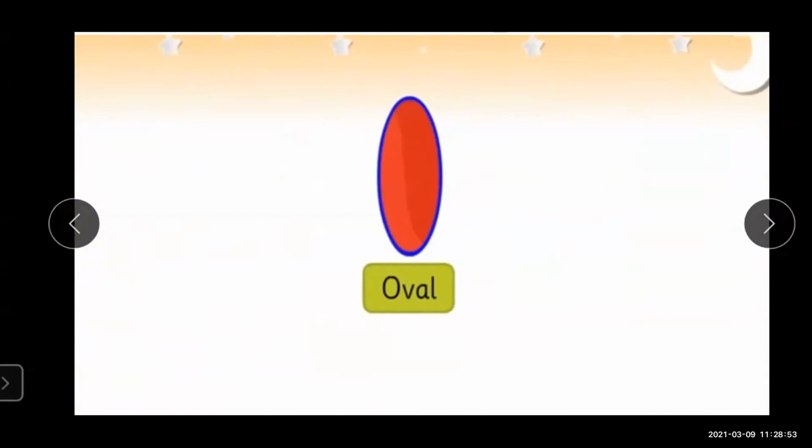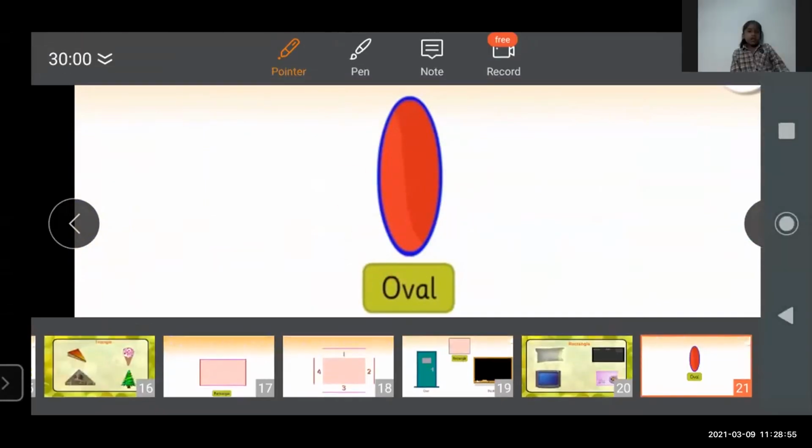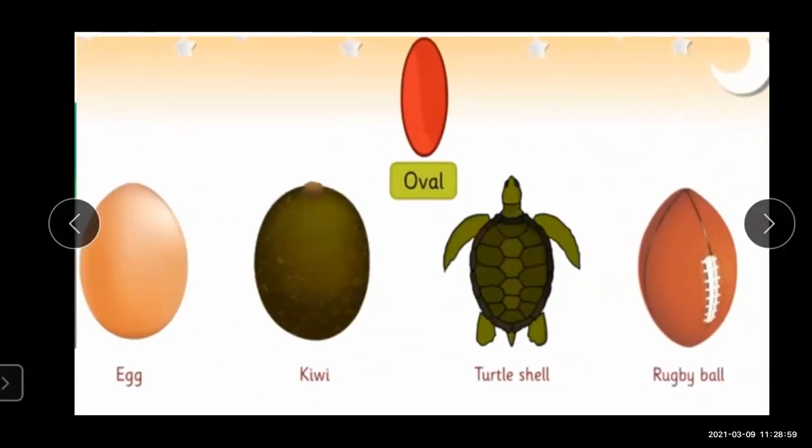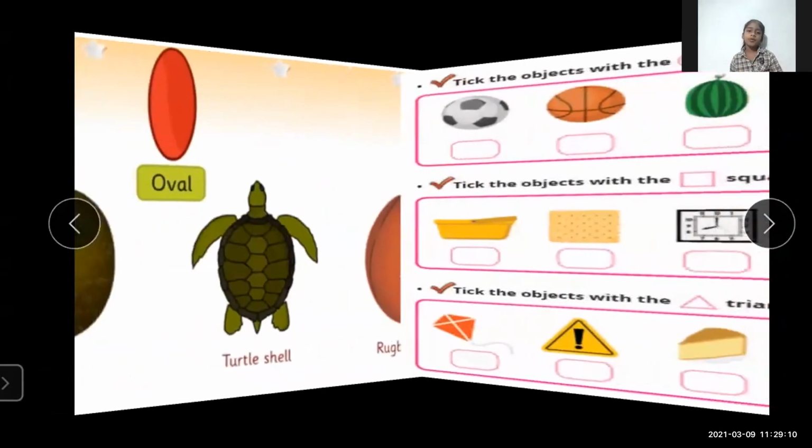Now the next shape is oval shape. Oval shape, and its examples are egg, kiwi, turtle shell, and a rugby ball.